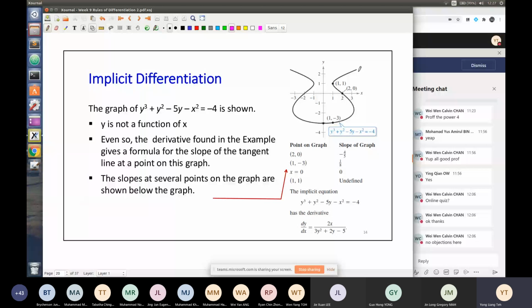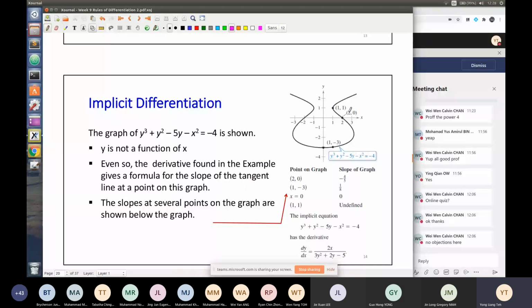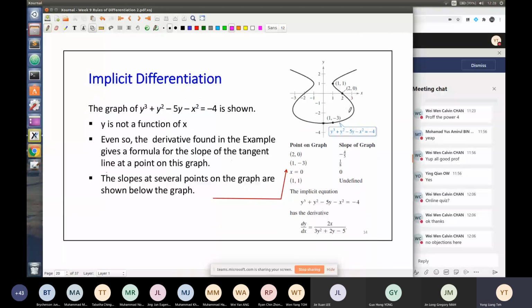So effectively, you can see that, for example, at 2, 0 here, our dy dx is this expression here, which is 2x over this quadratic function in y at the bottom. So at any point, for example 1, 1 or 2, 0 here, we can still substitute in. Let us look at one of the points, 2, 0. If you substitute x equals 2, y equals 0 into this expression, you are going to get minus 4/5. Let us just calculate it to demonstrate.